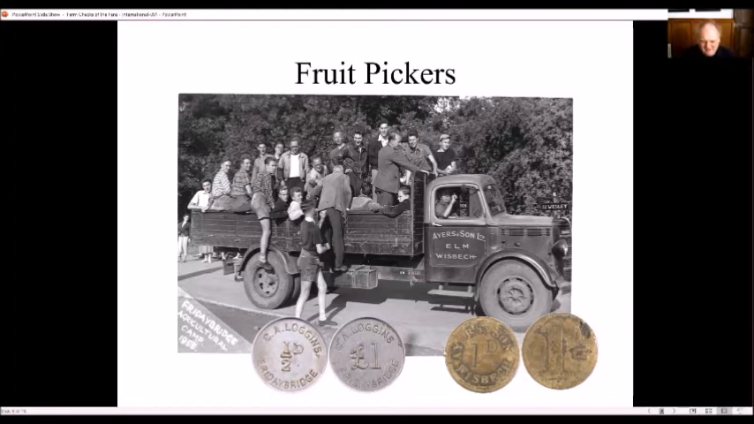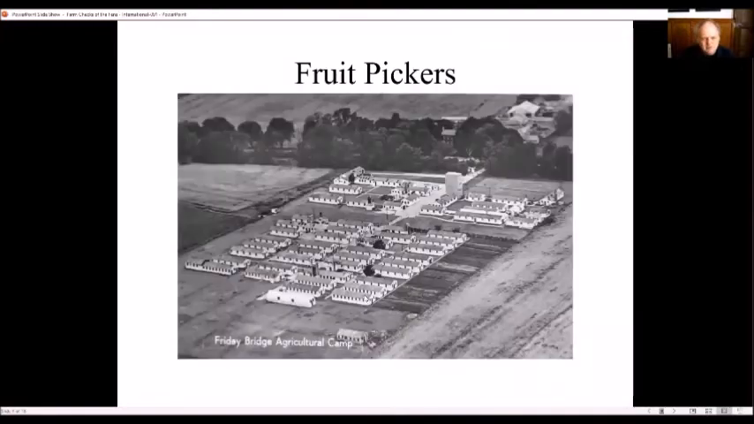And here we have the first sighting of two tokens. We have a quite worn Ayres and Sons of Wisbech 1 penny token, and actually at Friday Bridge itself. So there are many, many places that issue tokens, and each farmer has his name, his token, and his denomination. This is from Loggins, based at Friday Bridge. And moving on to the next one.